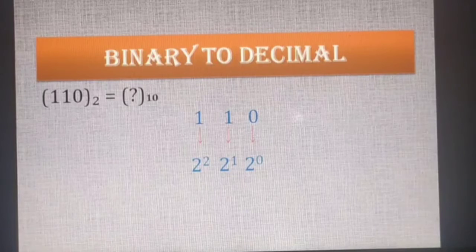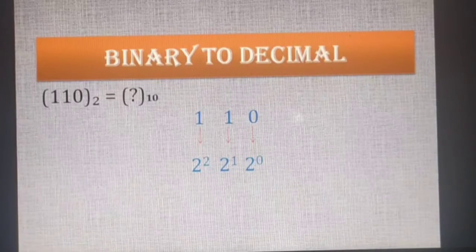In the case of decimal numbers, we start the place values from right to left, which means ones, tens, hundreds, thousands, etc. So in the case of binary numbers also, the power should start from the rightmost digit. So 2 raised to 0 must be multiplied with 0, 2 raised to 1 we have to multiply with 1, 2 raised to 2 we have to multiply with 1. And finally we have to find the sum of these.